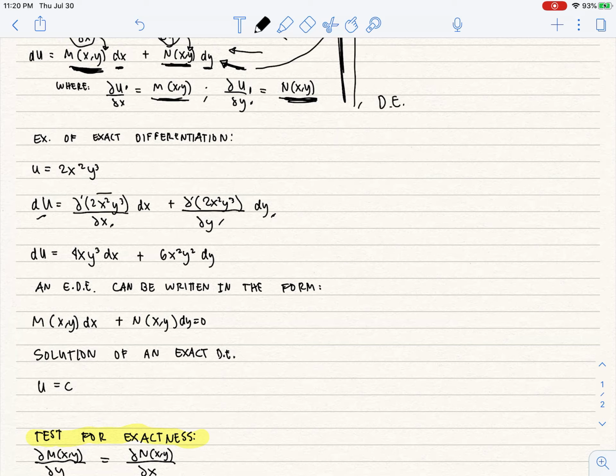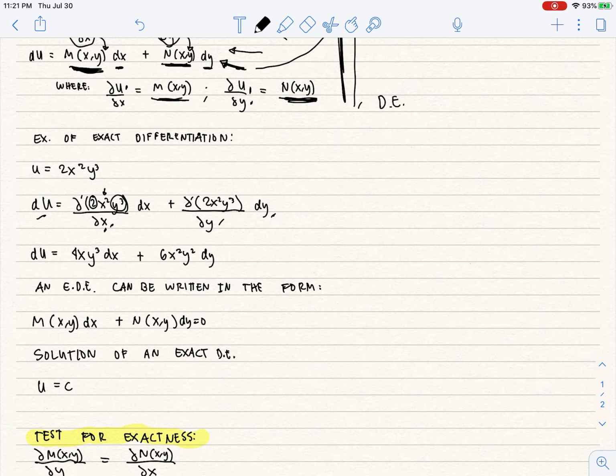In this function, we consider as constant the 2, of course, and also the y cubed, because we are only concerned with the variable here, which is x. So we differentiate x squared. Therefore, 2x squared multiplied by y cubed has a derivative of just 4x y cubed, and then we attach the dx.